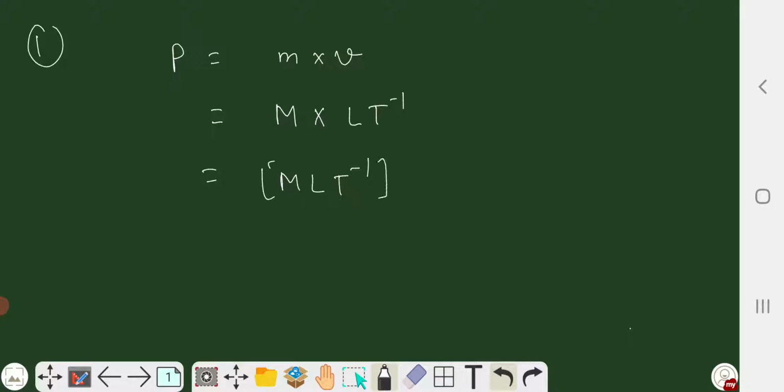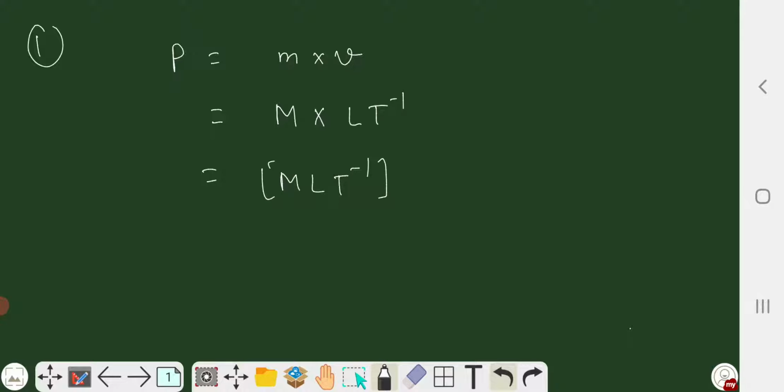First we will write the basic formula of linear momentum. We all know it: P equals mv, where P is the symbol for linear momentum. Now I will put in the dimensional formula of each basic quantity in the formula. The dimensional formula of mass is M and of velocity is LT^-1. So this will make our answer MLT^-1.